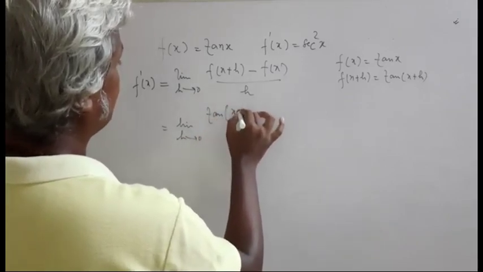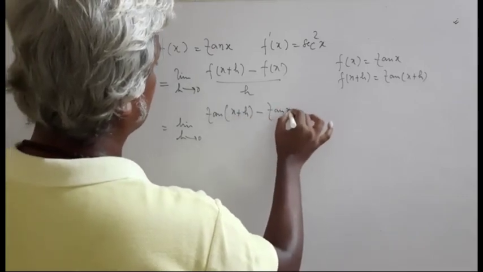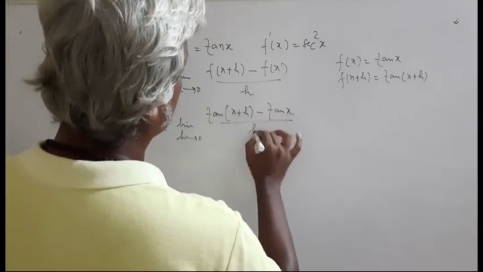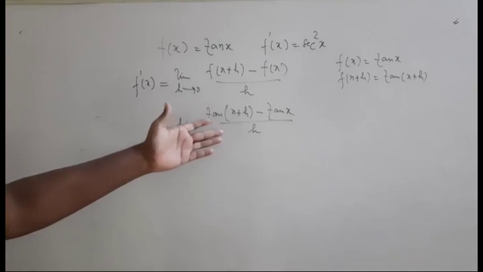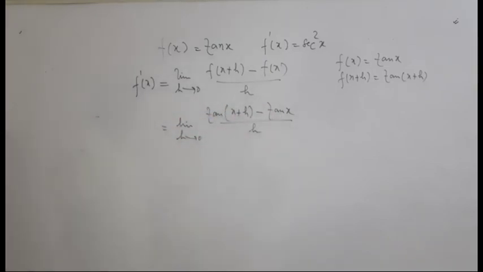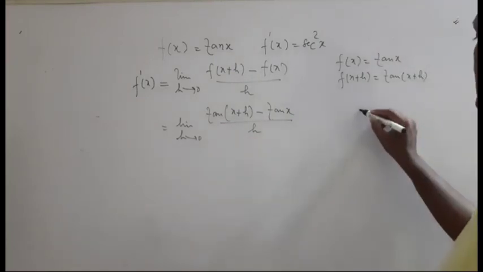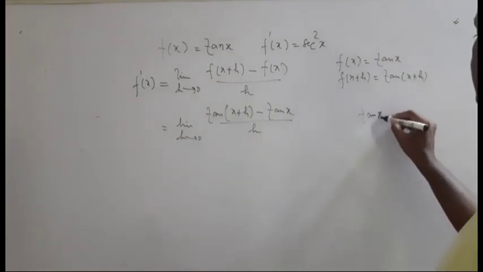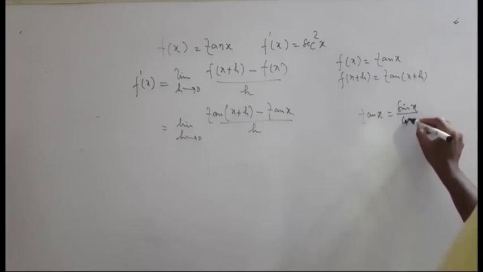So here this becomes limit h tends to 0, tan(x plus h) minus tan x over h. Now you know that tan x is sine x over cos x. So tan x is sine x over cos x.